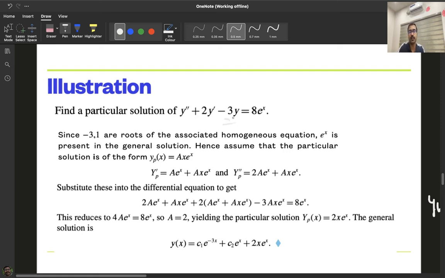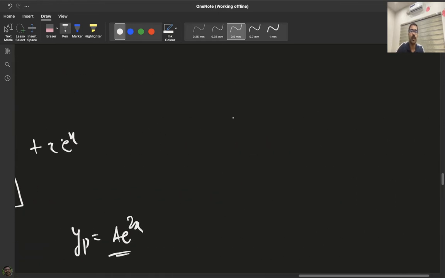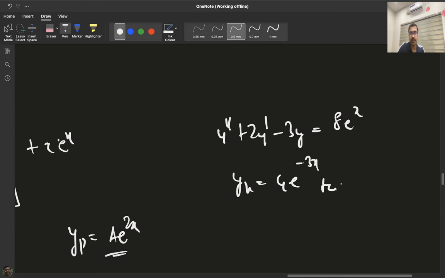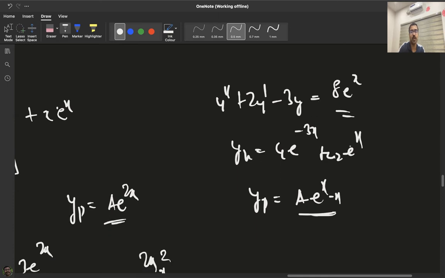So it is y double dash plus 2y dash minus 3y is equal to 8 e raised to x here, and we already know that yh is equal to c1 e raised to minus 3x plus c2 e raised to x. I'll assume that yp is of the form a e raised to x into x, because already e raised to x is there. Okay, so that is my assumption.